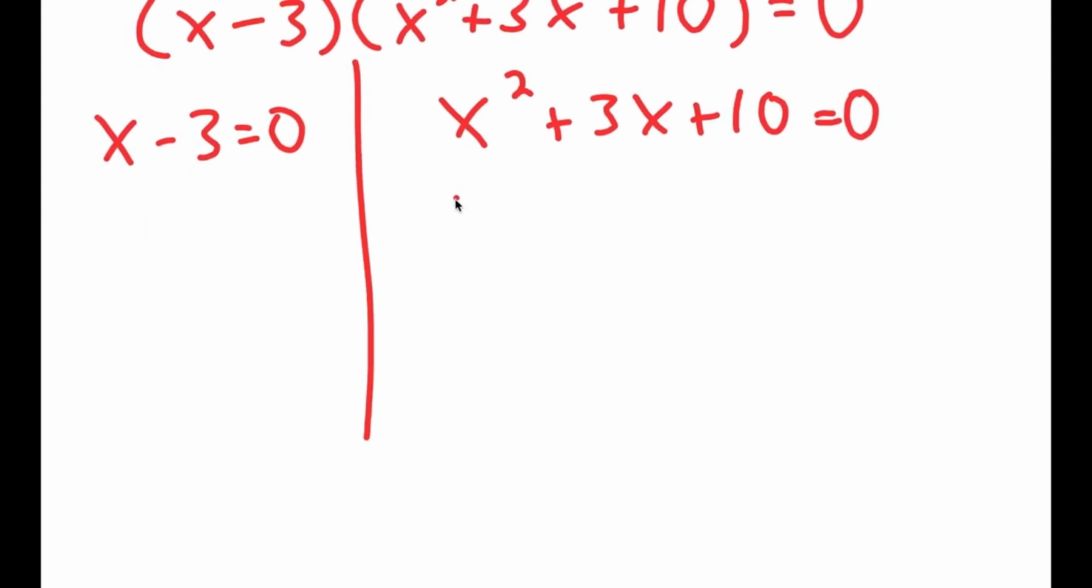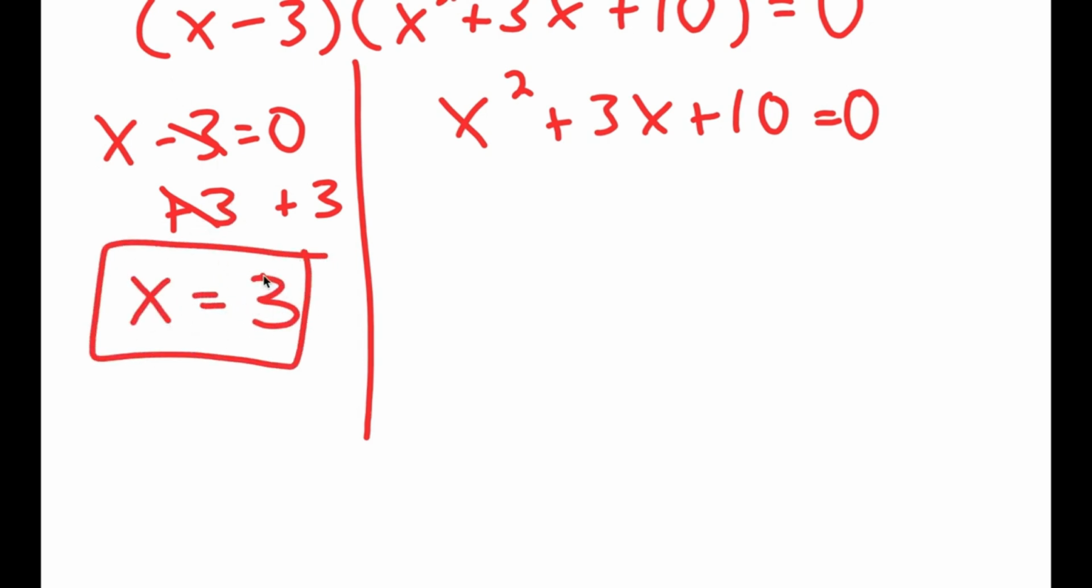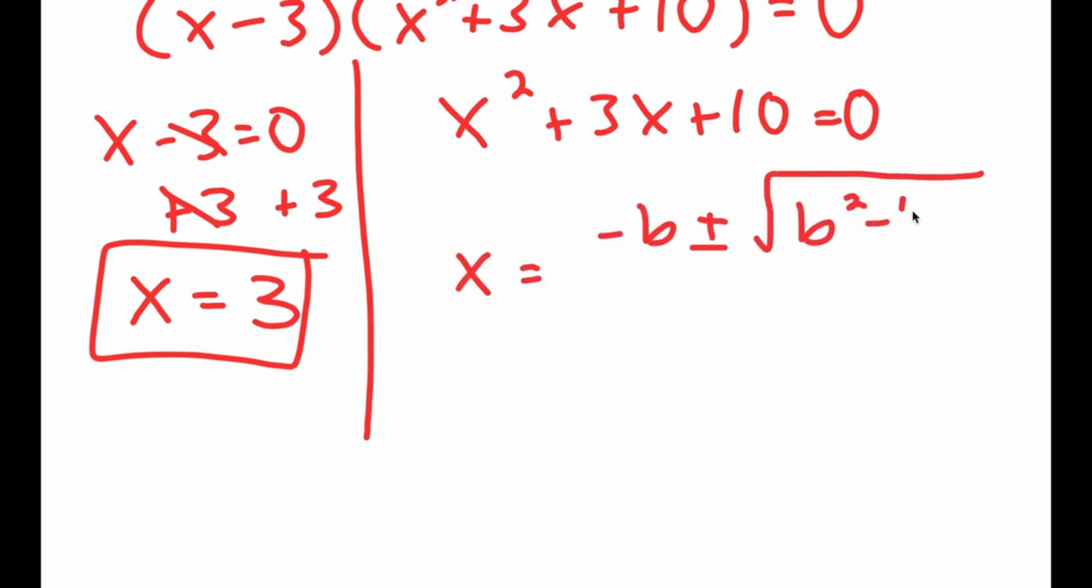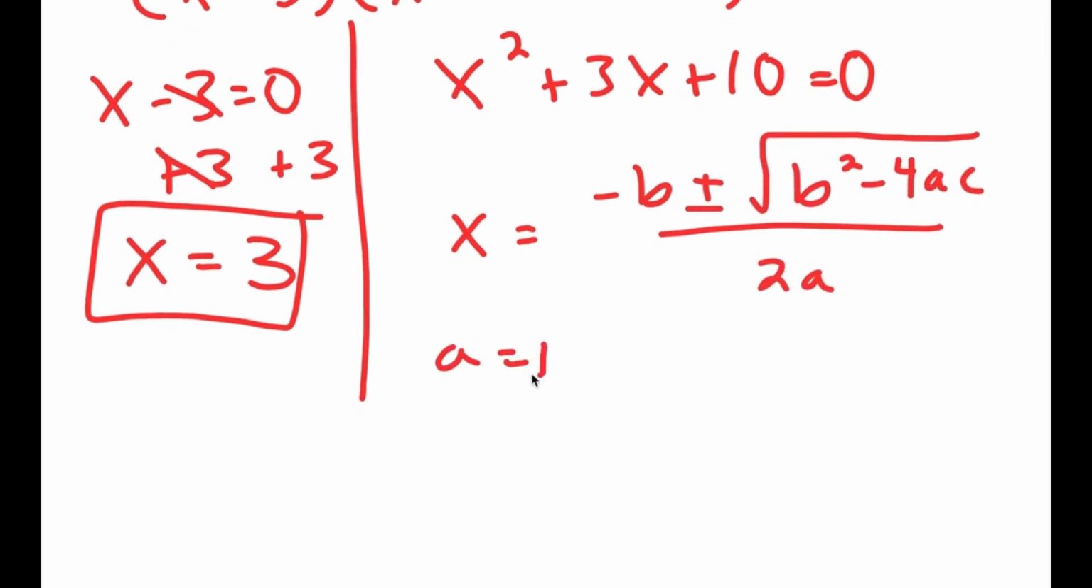So for x minus 3 equals 0, this is fairly simple. All I have to do is add 3 on both sides. So then these two cancel out, and I get x is equal to 3. So this is one solution of x. Now, for x squared plus 3x plus 10 is equal to 0, this is a quadratic equation, meaning I can use the quadratic formula to solve this. So recall that the quadratic formula is negative b plus or minus the square root of b squared minus 4ac all over 2a. So in this case, a is 1, b is 3, and c is 10.